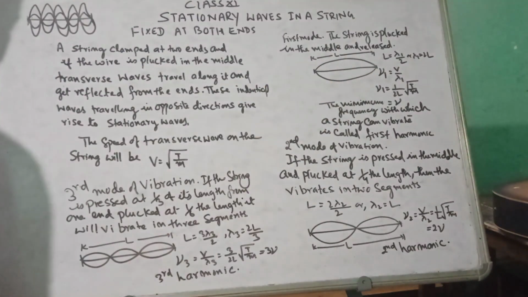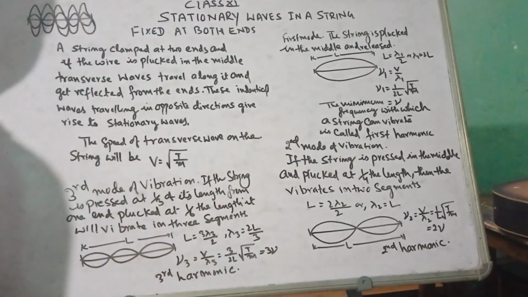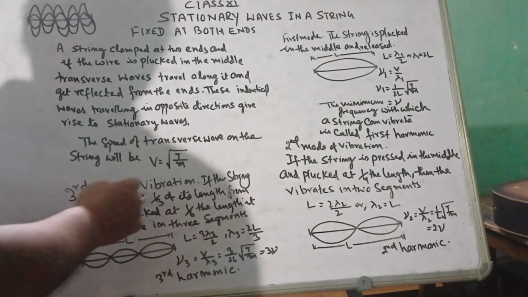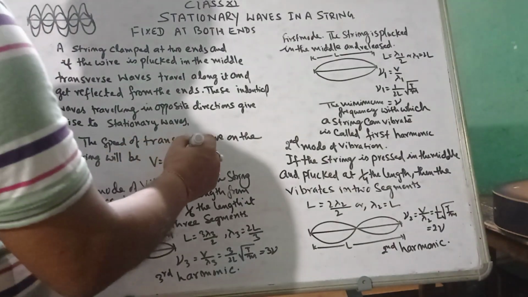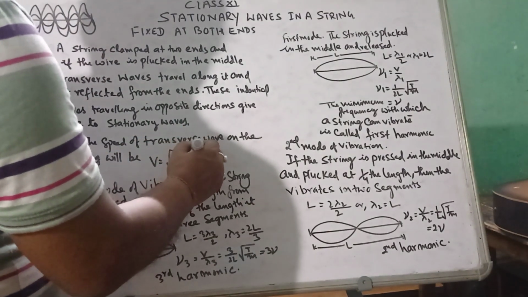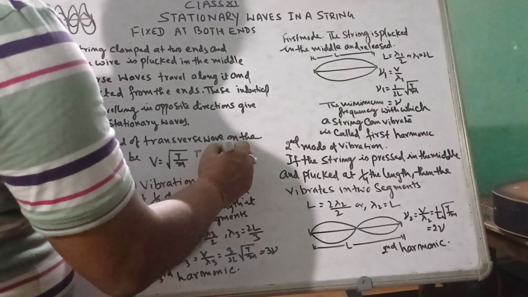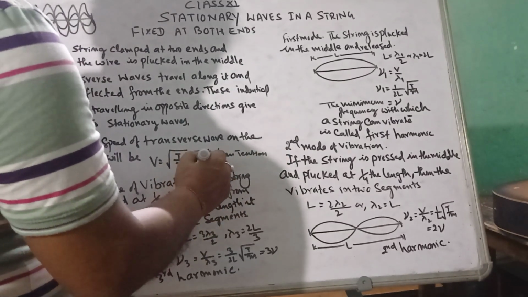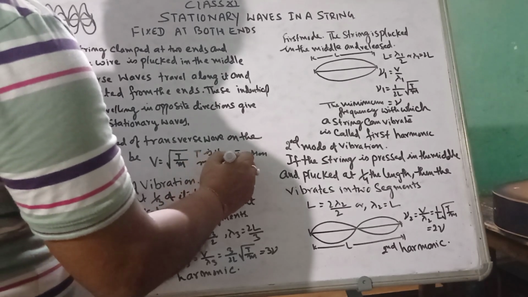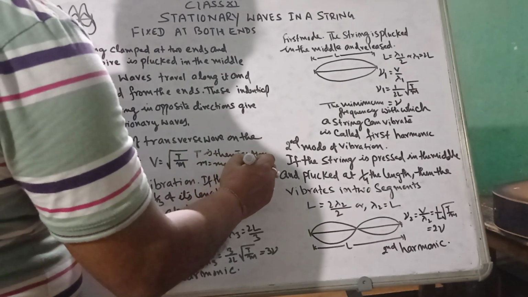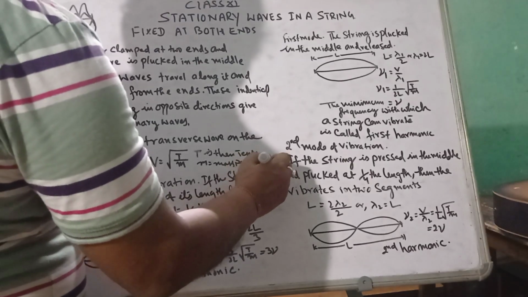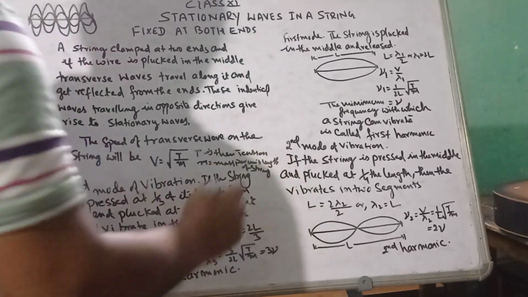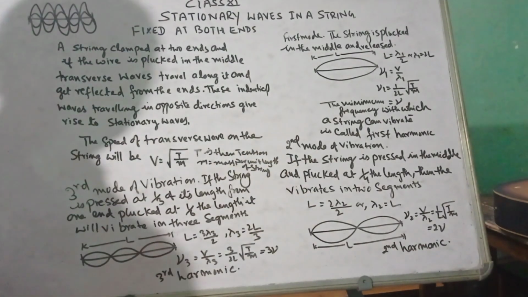This is the stationary wave, and the speed of the transverse wave on the string will be v equal to root over T divided by m, where T is the tension in the string, and m is the mass per unit length of the string.